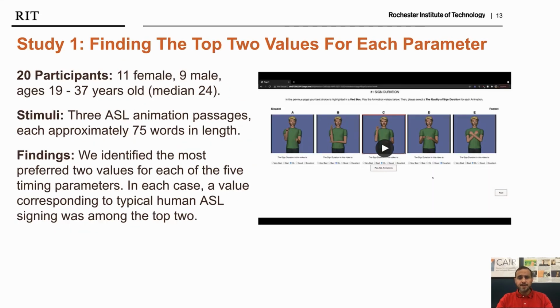We recruited 20 participants. A majority of them were university students. Using computer animation of sign language, we created 3 ASL stories, each passage approximately 75 words, discussing different topics. We investigated 5 levels of each ASL speed and timing parameter, and while it's subtle to see the difference, yet our participants could see that difference. Here is a video of sign duration.